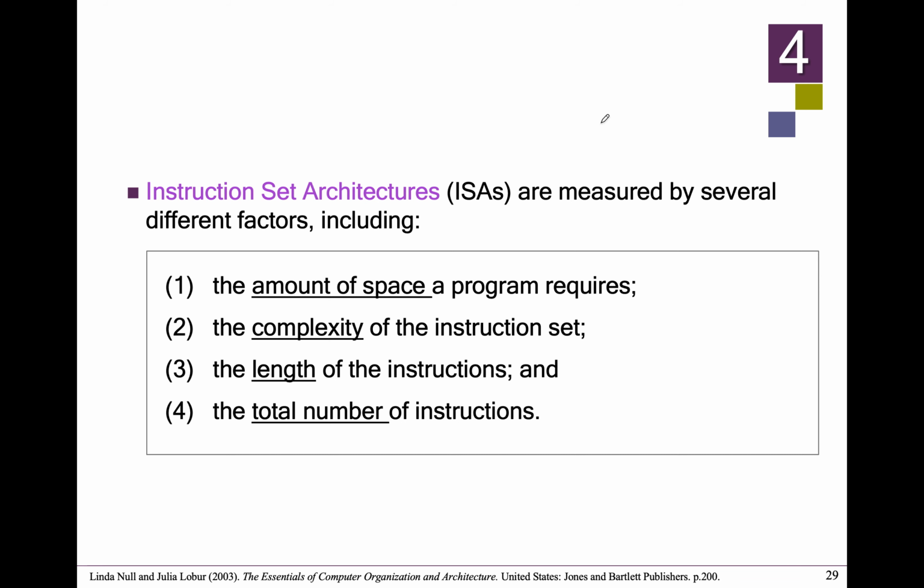Okay, under instruction set architecture, you're going to measure by different factors. First, you differentiate using the amount of space that the program requires, and then your complexity, the length of instruction, and lastly the total number of instructions. So these are the 4 factors. You need to memorize the 4 factors for the ISA to be measured.